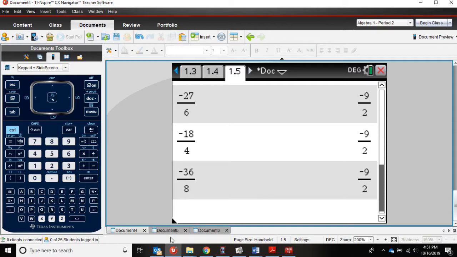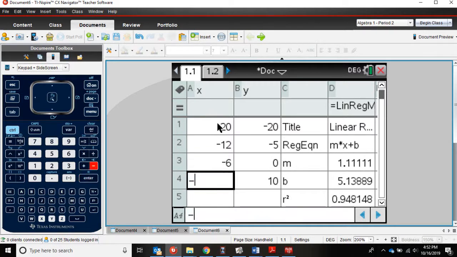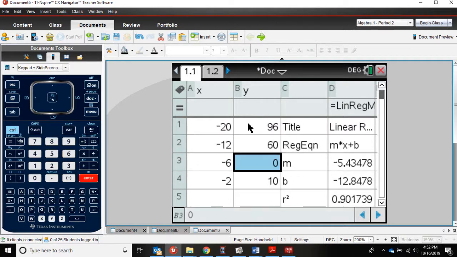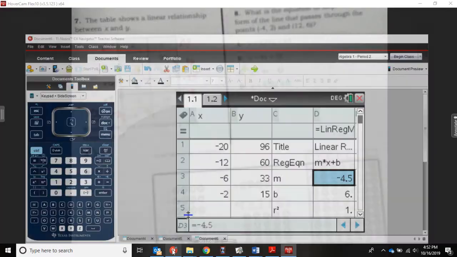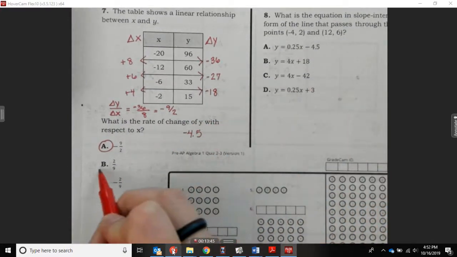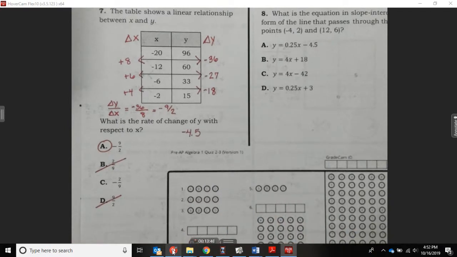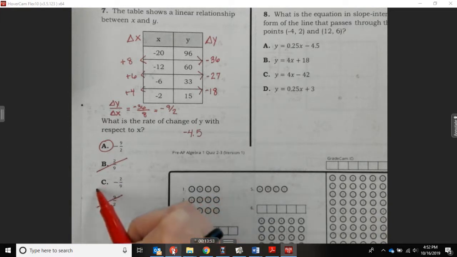But again, I'm going to show you that you could have just typed them in here. So -20, -12, -6, -2, and then I have 96, 60, 33, and 15. And it tells you your slope is -4.5. Well, if I look at my answers, -4.5, first of all, it's negative, which means that's gone and that's gone. And 4.5 is bigger than 1, which means the bigger number has to be on top. That's how I get rid of C.